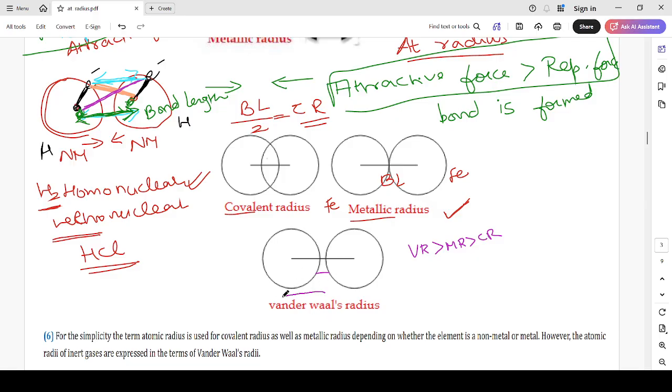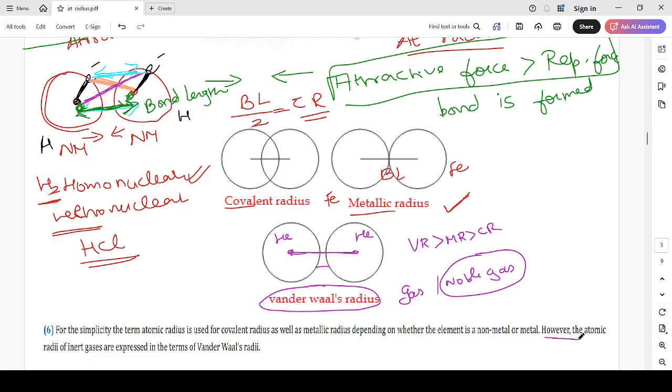So this van der Waals radius talks about the gases, basically noble gases, which cannot come very close at all, first of all. So we are generally talking about the noble gases here. Let me say this is helium, this is another helium at a certain distance from each other. They are trying to come as close as possible. That is called van der Waals radius. So let's go here. However, the atomic radius of inert gases is expressed in terms of van der Waals radii.